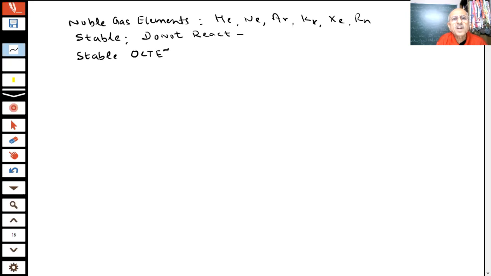octet. This was the first idea which was given by Lewis, that those atoms which have a completely filled outermost shell, or which have got an octet, are stable. For example, neon, atomic number 10. You have learned the electronic configuration, students, how to write it. You know what we write: 1s2, 2s2, 2p6.